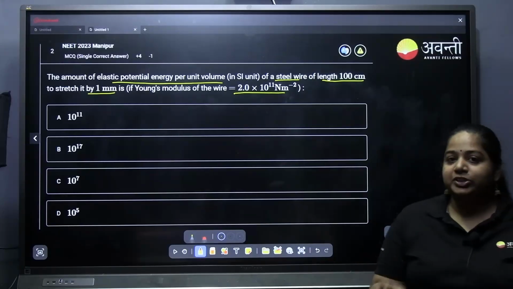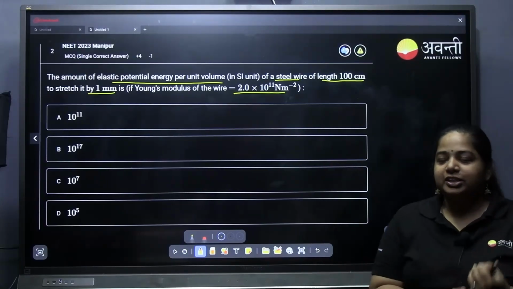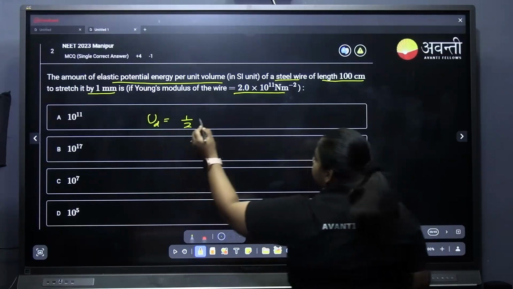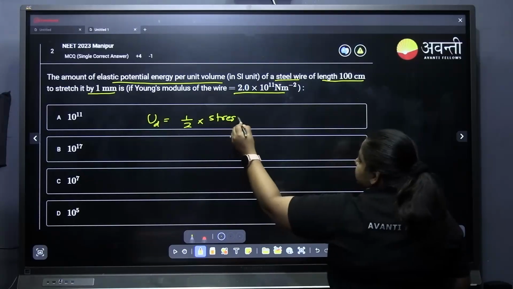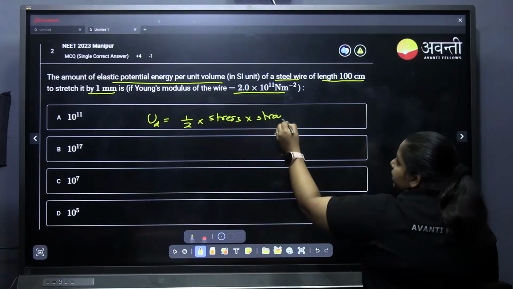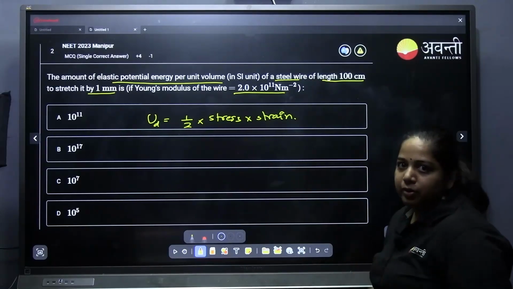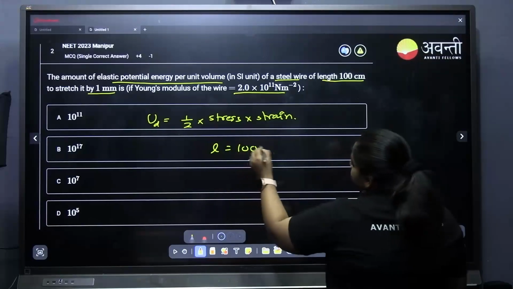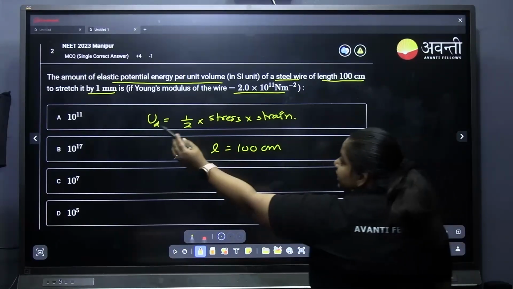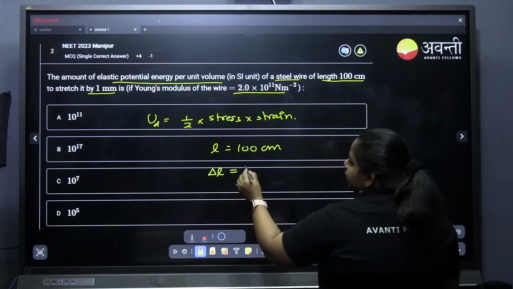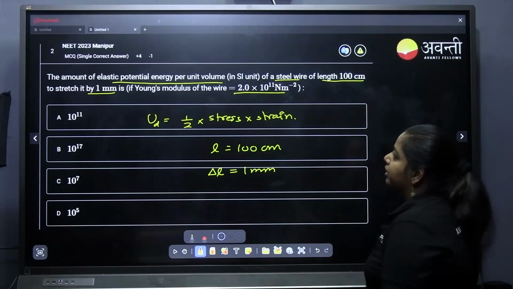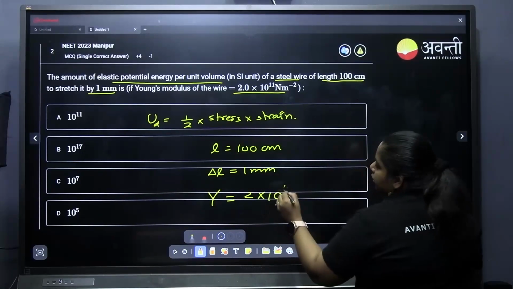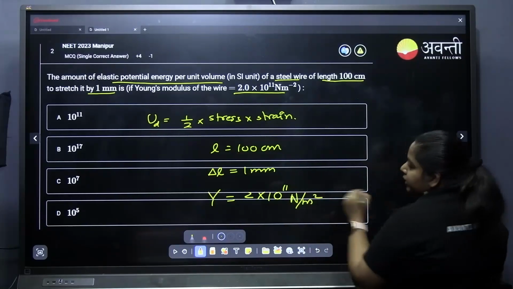Amount of elastic potential energy per unit volume. Potential energy per unit volume, we know the formula, that is half into stress into strain. Let's see what are the given things. Length equal to 100 centimeter is given, stretch it by 1 millimeter, so delta L will be 1 millimeter. Then Young's modulus is given as 2 into 10 to the power 11 Newton per meter square.